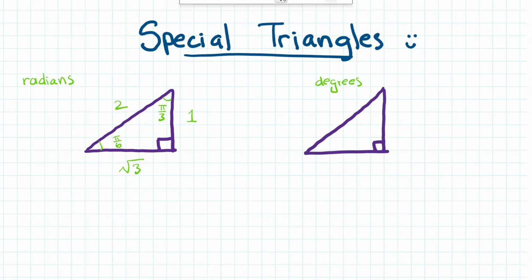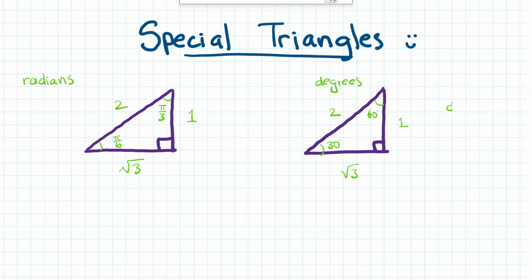Okay, so if we do the same one in degrees, we have that this over here is 60 degrees, this is 30 degrees, across from 30 you have 1, across from 60 you have root 3, and across from the right angle you have 2. Also, you can definitely check out my previous video where I talk about converting from radians to degrees if you want to see the actual process, how to do that.